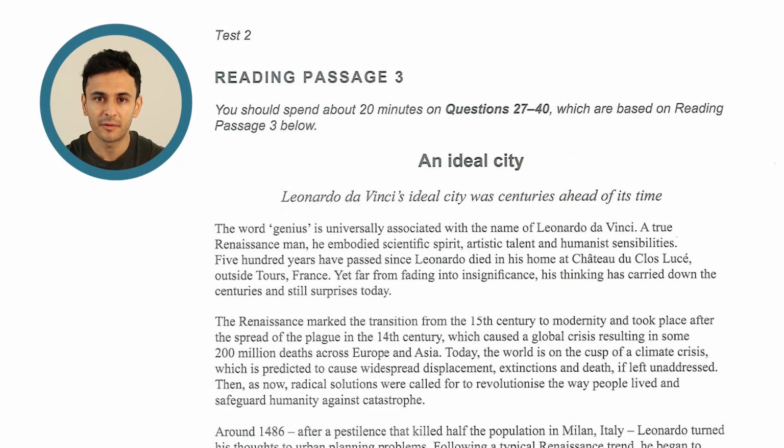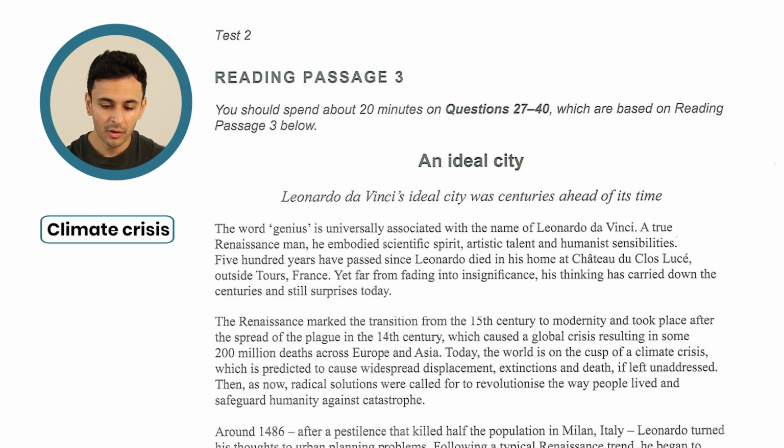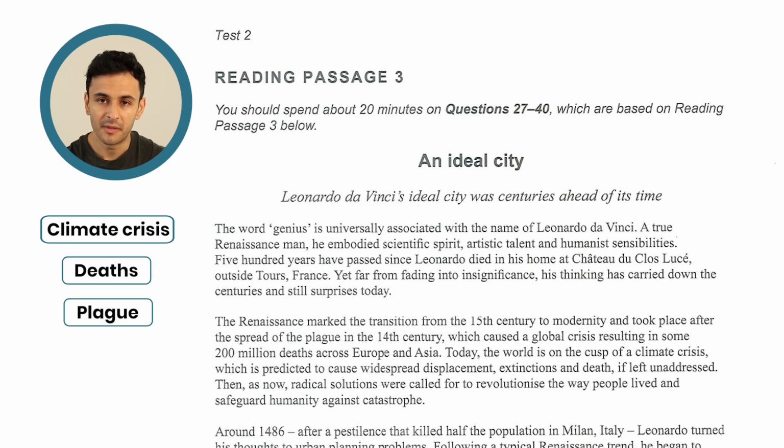And here, since the information is comparing the number of deaths from two different causes, these are going to be my keywords: climate crisis, deaths, and the plague. And that's what I'm going to try and find in the text. So since the questions actually follow a chronological order, that's what I'm going to be focusing on. I knew that my first information was in the first paragraph, so the second question could be somewhere after that, and that's what I'm going to try and find.